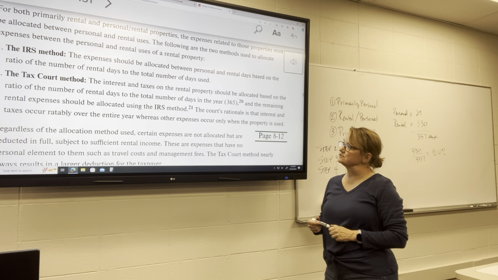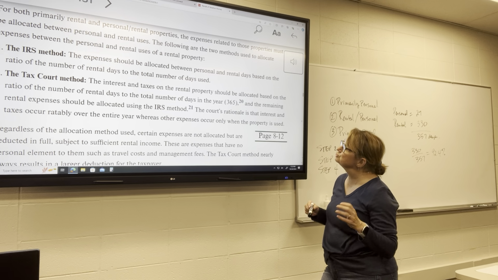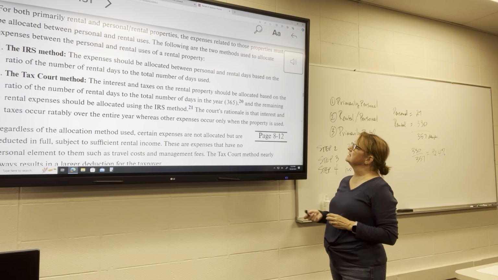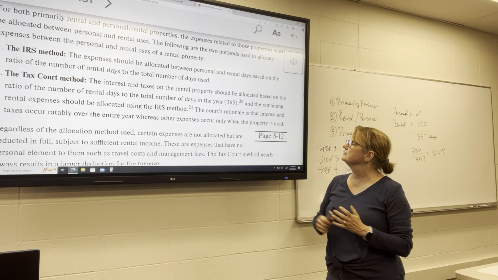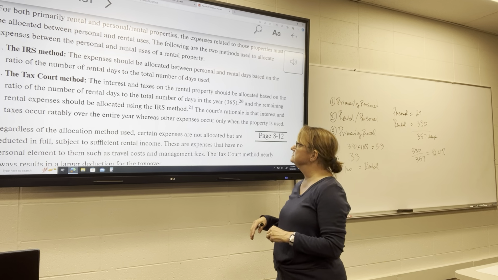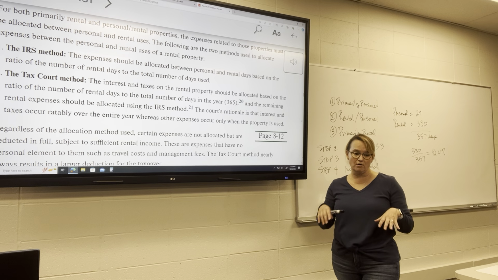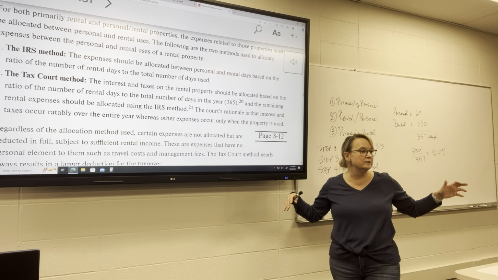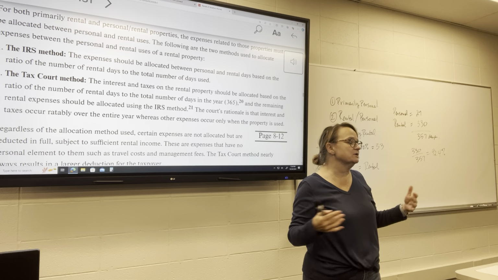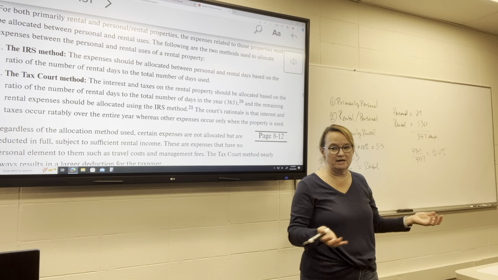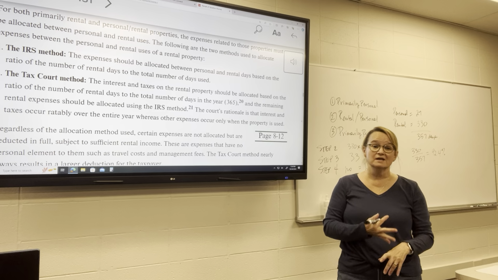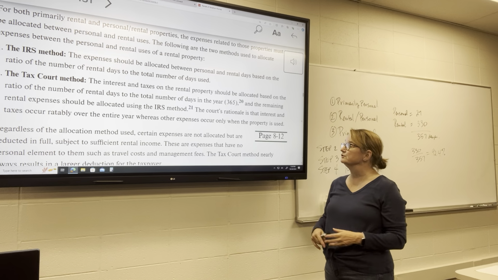There's also the tax court method. In this method, you treat the interest and the taxes a little bit differently. The interest and the taxes on the rental property are allocated based on the ratio of the number of rental days to the total number of days in the year. Because really, interest and taxes are going to be applied for 365 days. When you're talking about utilities, yeah, you're going to pay a little bit of utilities when nobody is there, but it's going to be a lot less. You're not using the property for any purpose, so that expense might not apply. Whereas with interest and taxes, that applies whether you're there or not, and it applies equally.